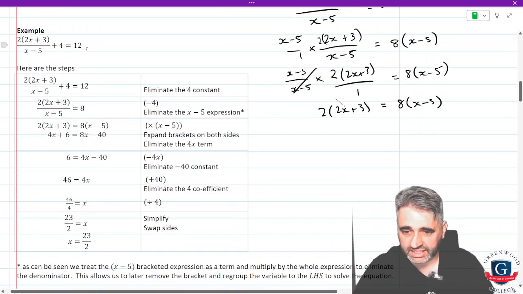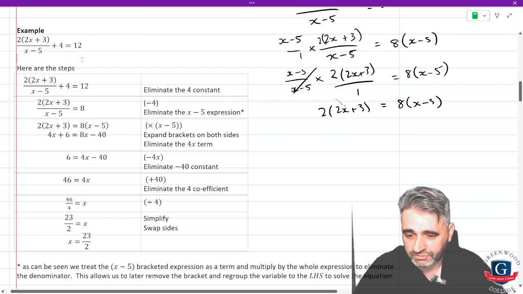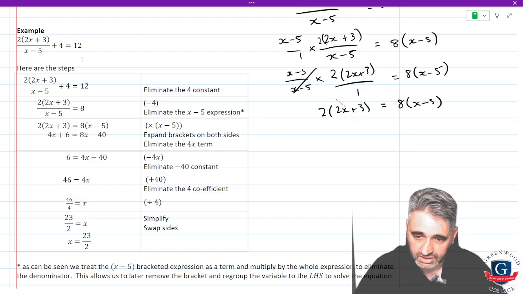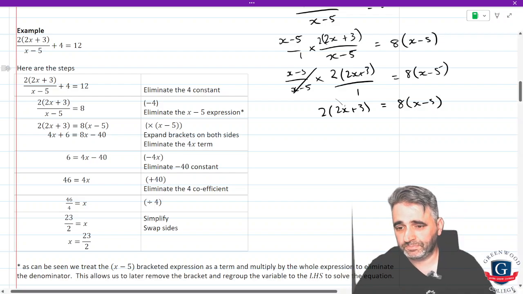So here's a second case. This one's much more complicated than you expect in year 7, but if a year 7 does get this idea, they can quite simply do what I'm doing here. So we have an expression. We would say subtract 4 from both sides, and that will successfully eliminate the 4. So eliminate the 4 constant, subtract 4 from both sides.